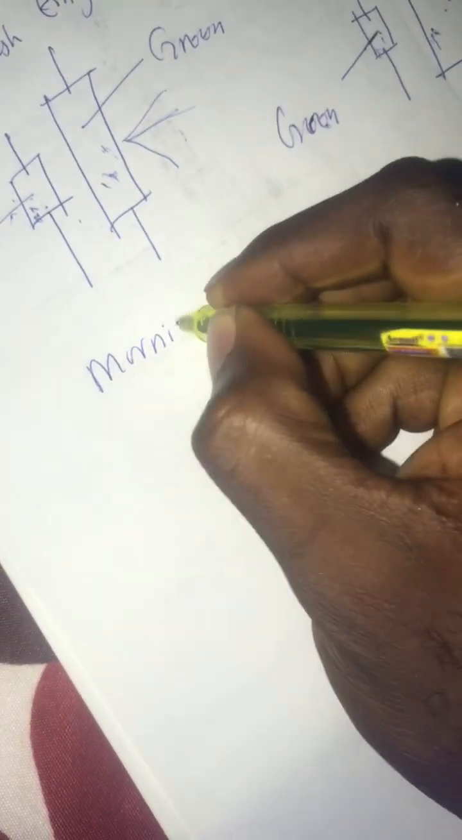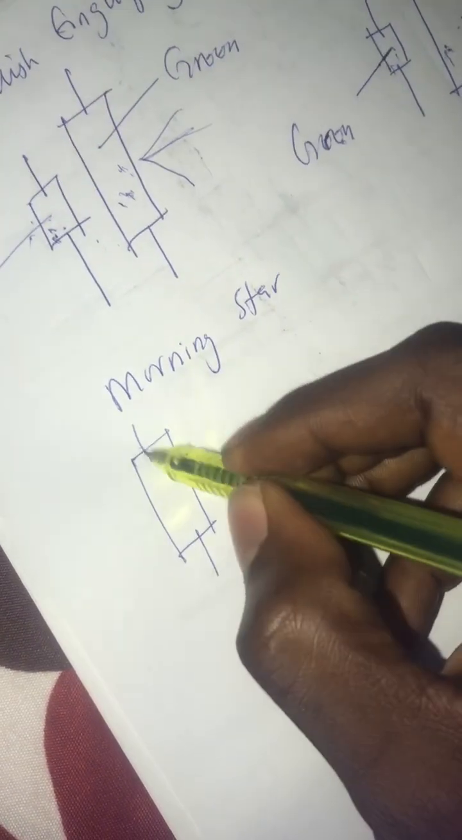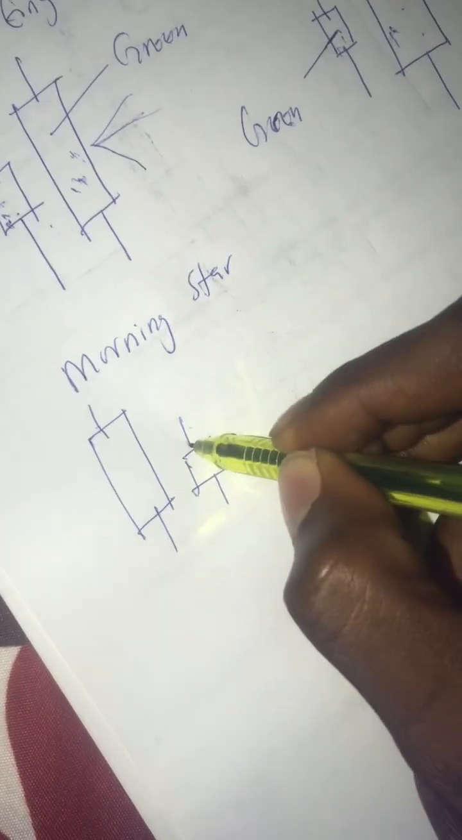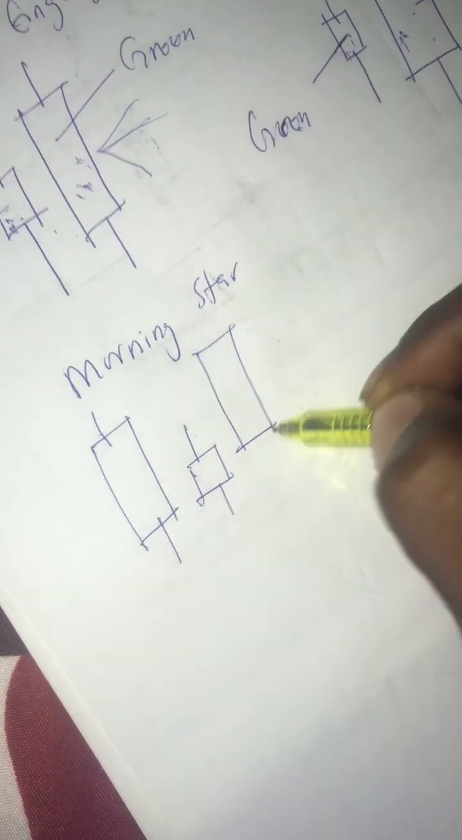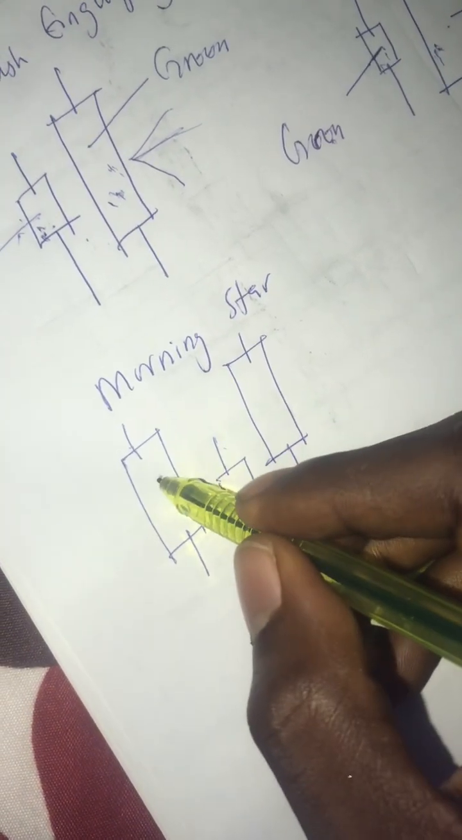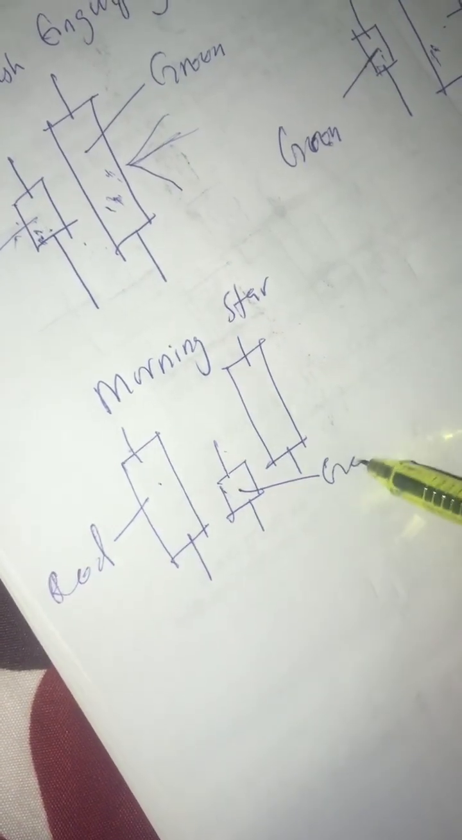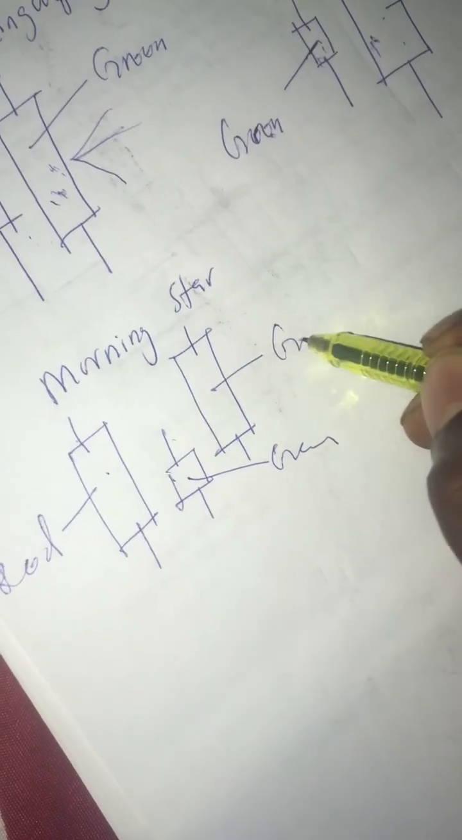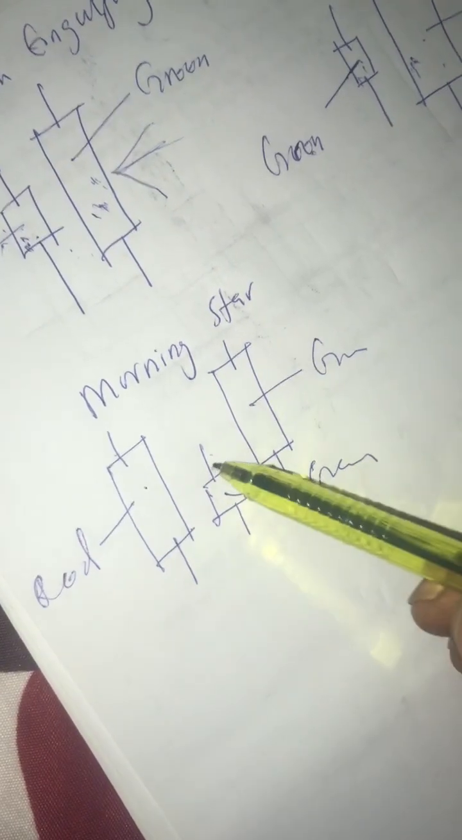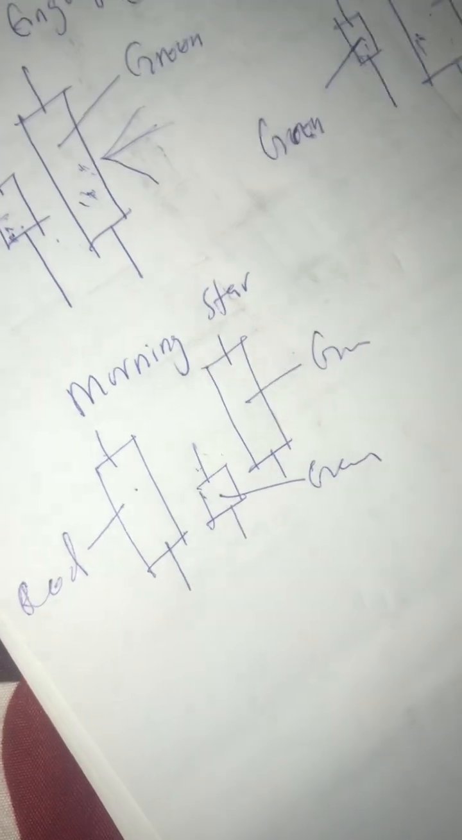Morning, just like your morning. So this is the morning star. Big one, small one here, then big one here. The difference is this big one is red, while this small one is green. This one also is green. That is the morning star. If you see this candlestick on your chart, it's telling you that the market is moving upward.